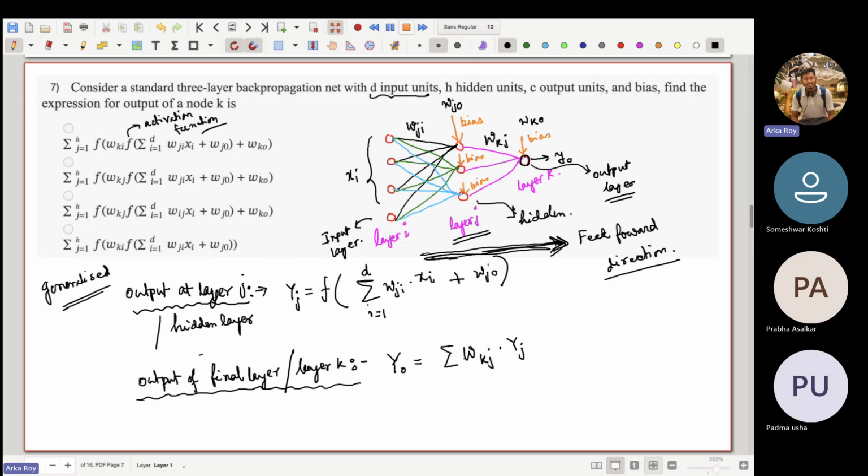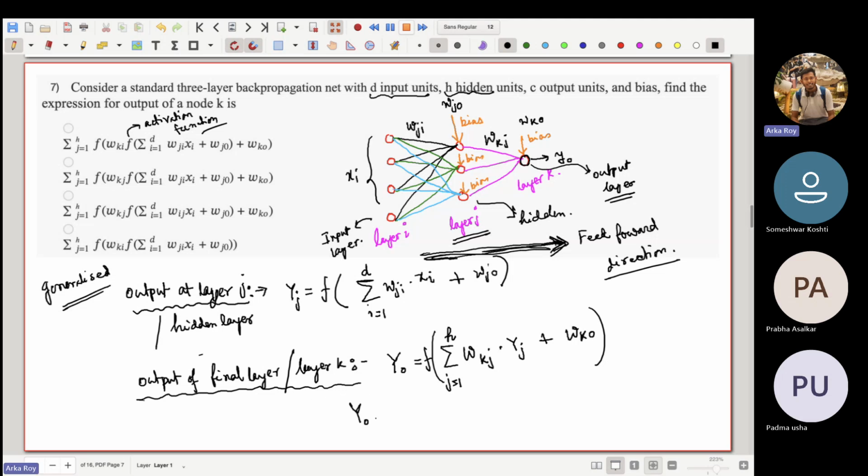So I can write Wkj dot product with Yj plus, we have to consider the bias in the last layer. That is Wk naught. And over here, j is varying from 1 to how many hidden units we have? That is H. Finally, I can also put an activation function on top of this before predicting the final output.